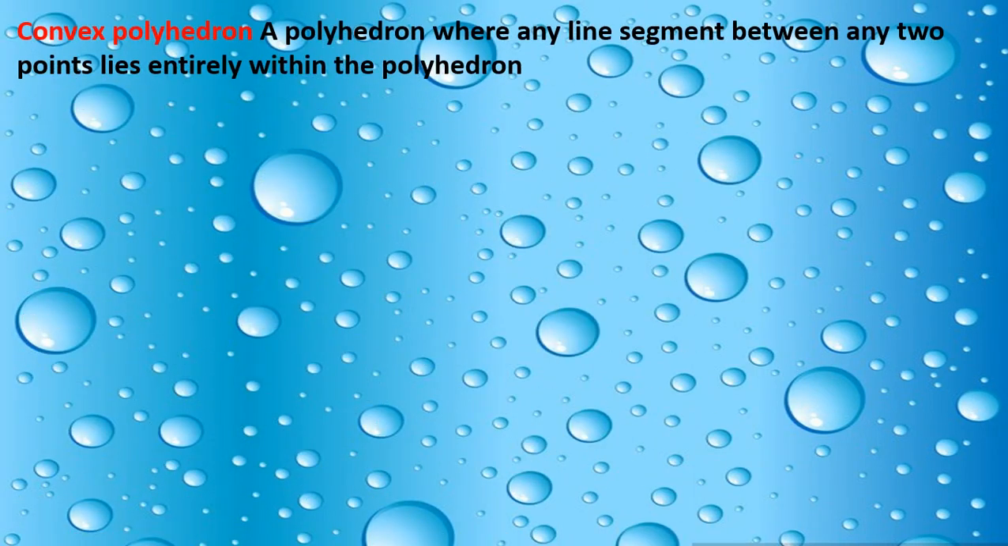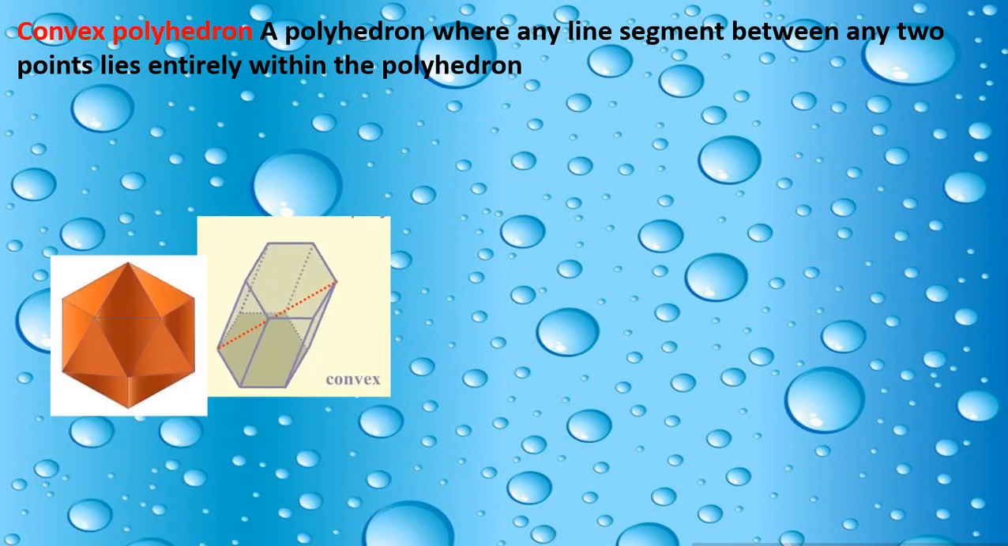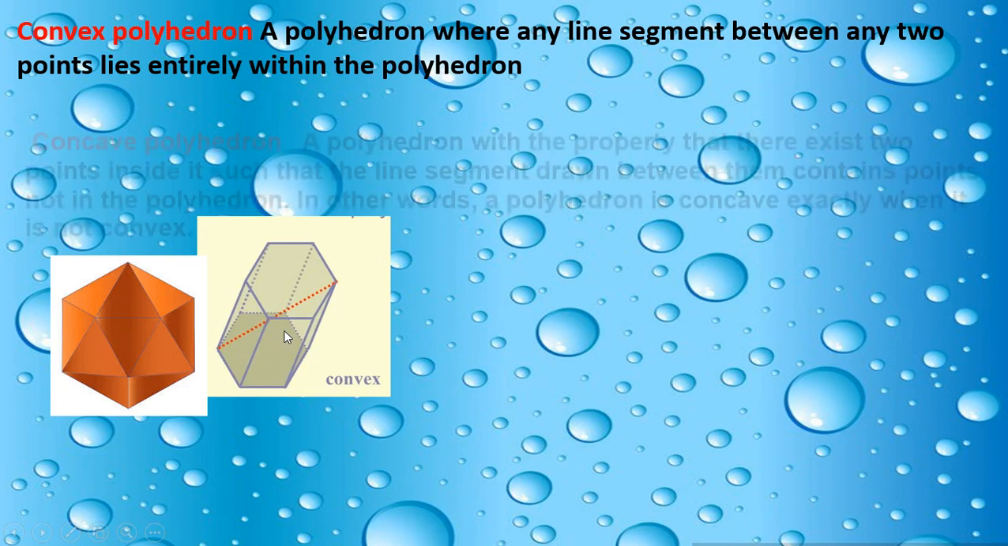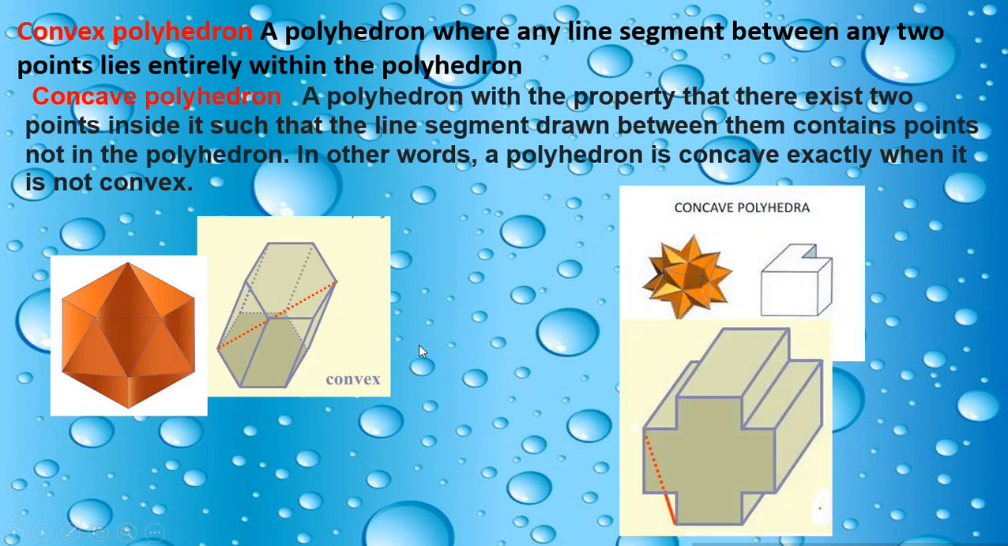A convex polyhedron is one where any line segment between any 2 points lies entirely within the polyhedron. So here in this figure, as we observe, we take 2 points on the faces and join them by a line segment. This line segment lies entirely within the polyhedron, so this is a convex polyhedron, whereas when the line segment does not entirely lie within the polyhedron, that polyhedron is known as a concave polyhedron.